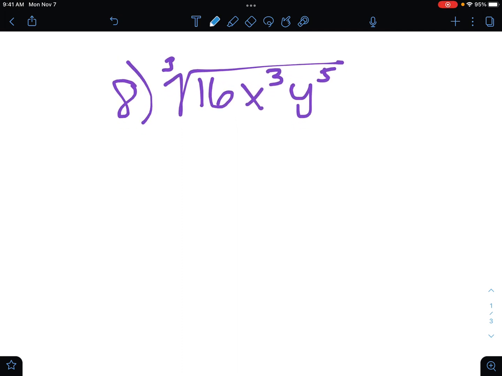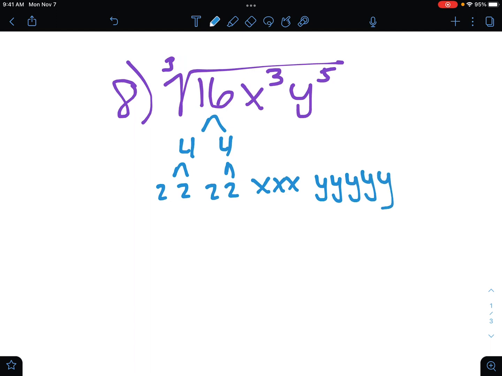So we're going to break that 16 down just like we normally would. Go all the way down to the prime factorization. List out your x's. List out your y's. But this time, we're going to circle groups of 3 because we have a 3 in the chair. It's a cube root. So I have a group here, and a group here.